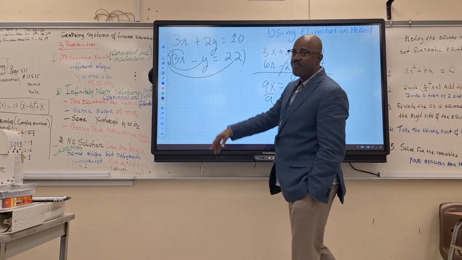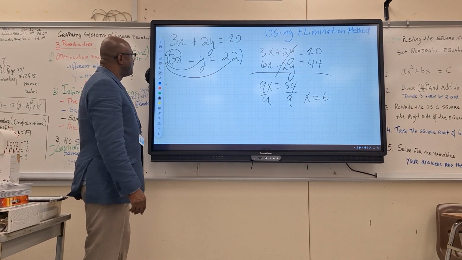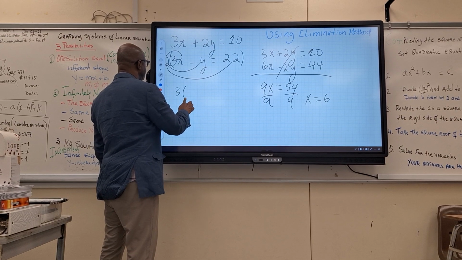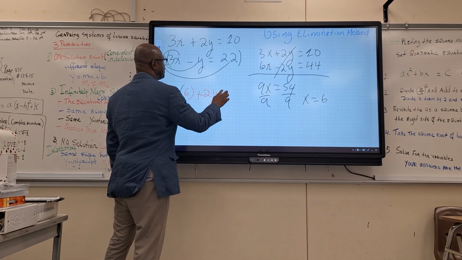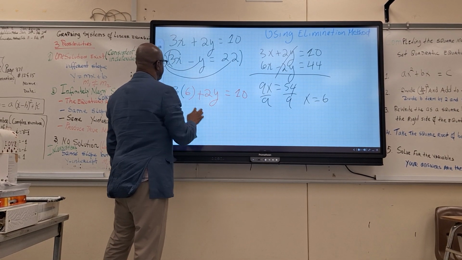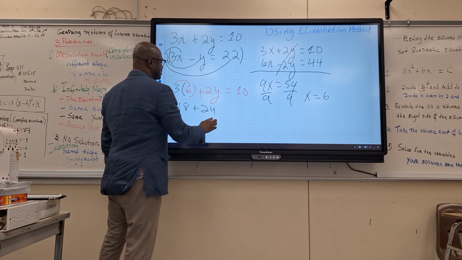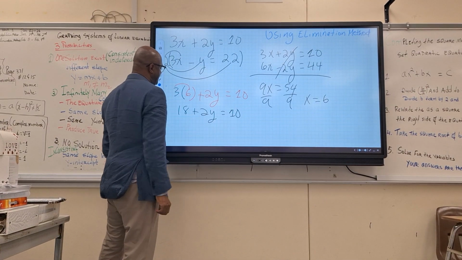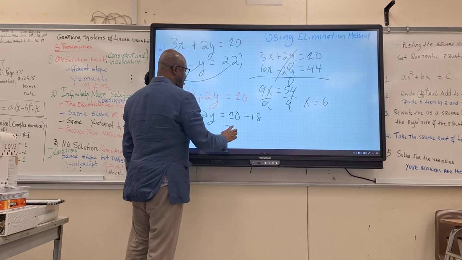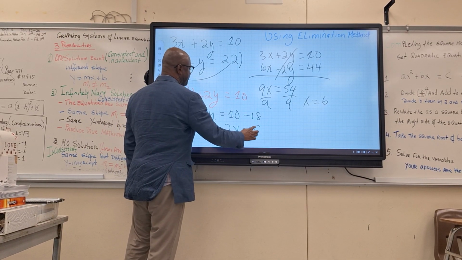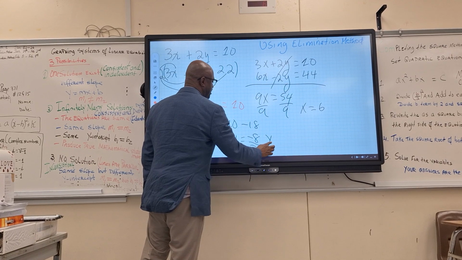Then you're going to go back, pick one of the equations and plug in to find y. So which one will you use? The first one. And we'll have 3 times 6, replacing x with 6, plus 2y is equal to 10. Then you distribute, and you end up with 18 plus 2y is equal to 10. Then what do you do from there? You subtract 18 from each side. Then you will have 2y is equal to negative 8. And what is y? You divide by 2, then y is negative 4.